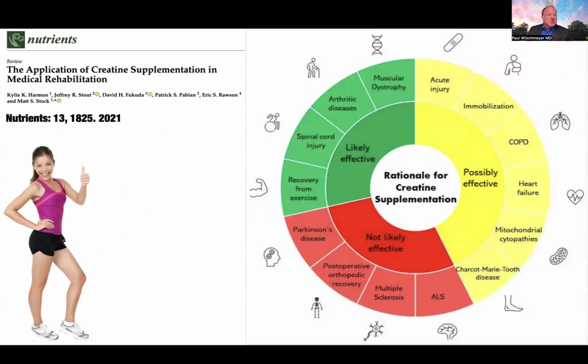And so there are some really great reviews that have been done on this. This is one of the more recent ones. And it shows where the data seems to be strongest, where it may be effective, which is a lot of our patients, but again, a lot of our patients are the other groups as well, and where the data hasn't been as strong. There was some pretty extensive work done in ALS and Parkinson's disease by the NIH that didn't play out, sadly, looking at its neurologic effects as well as its effects in those diseases. But there's some very positive data in a lot of these other areas like acute injury, immobilization, and others. And again, we need to continue to do more research.